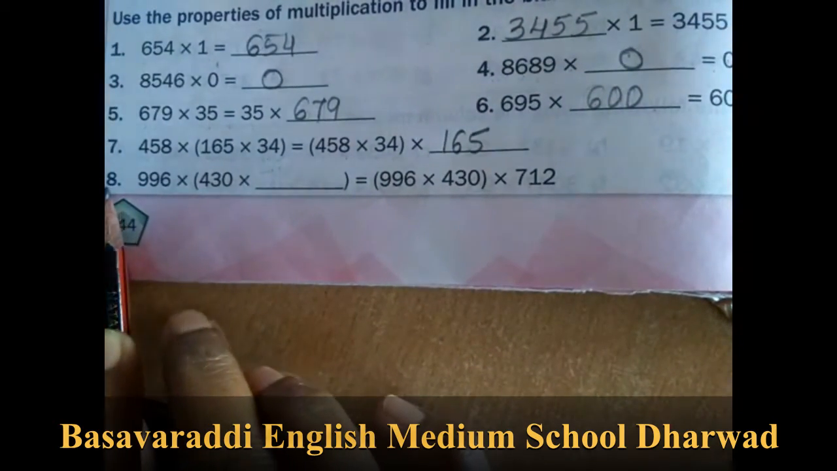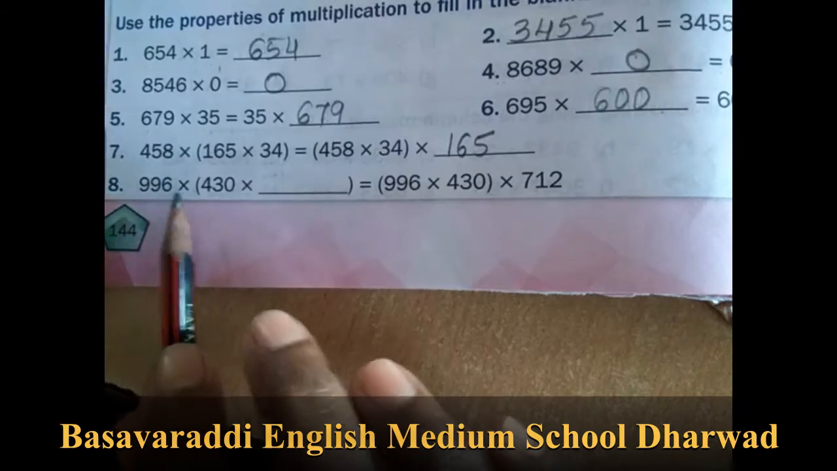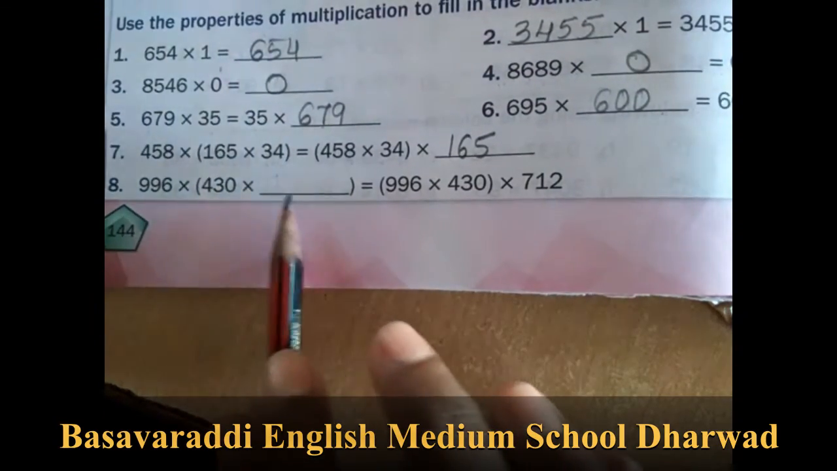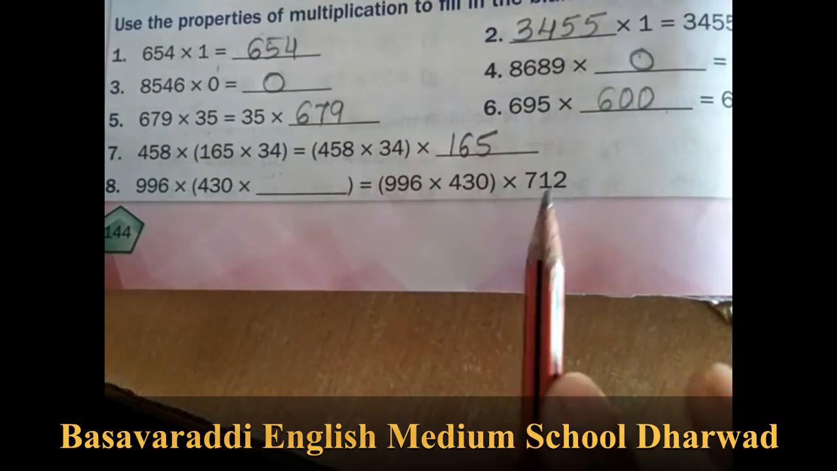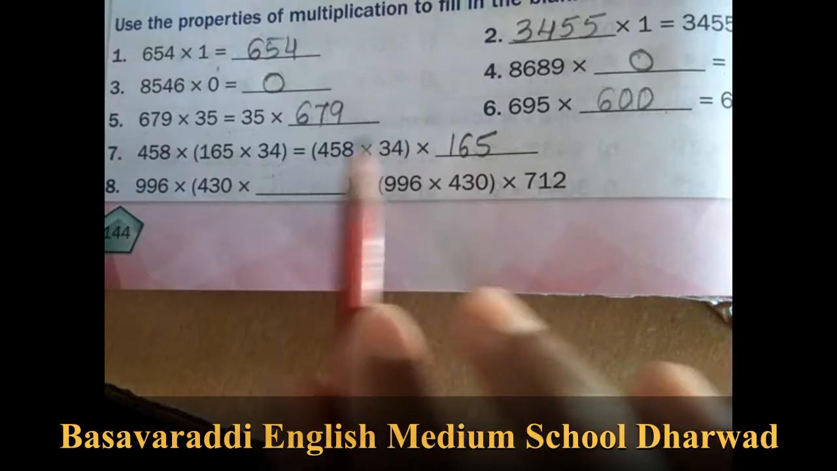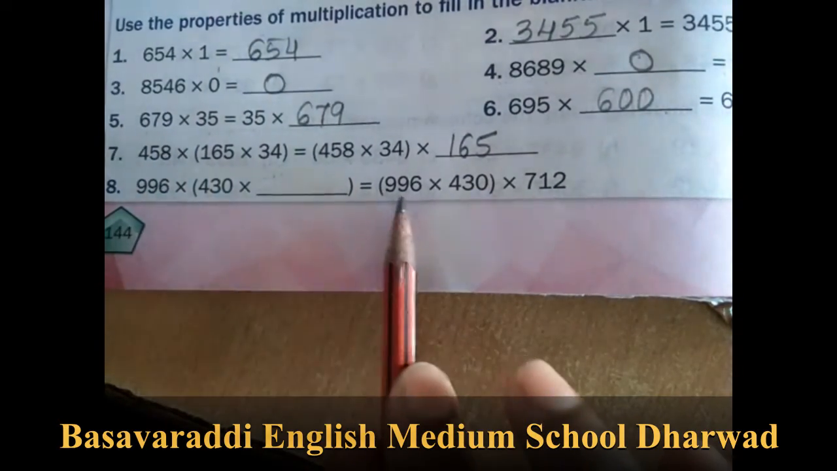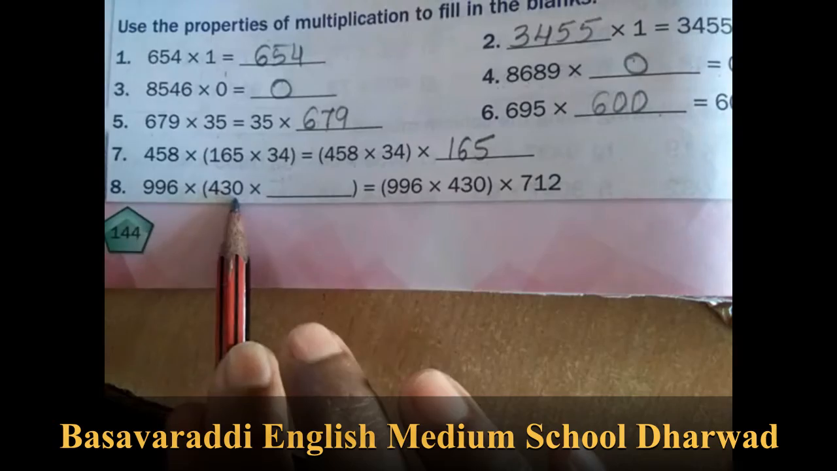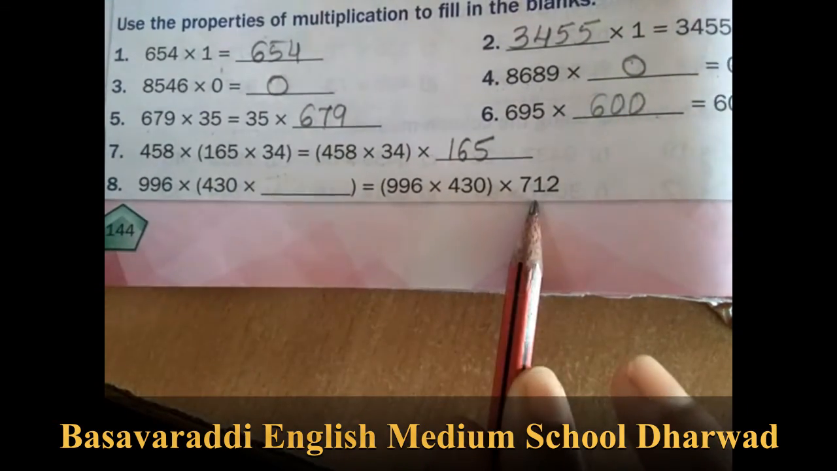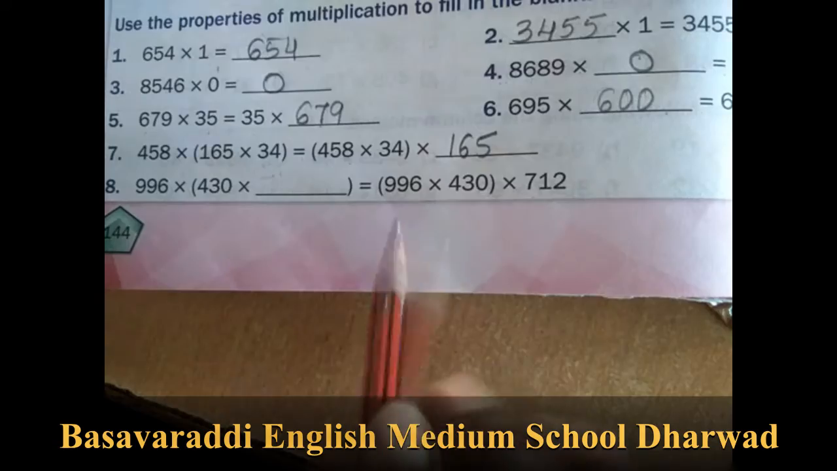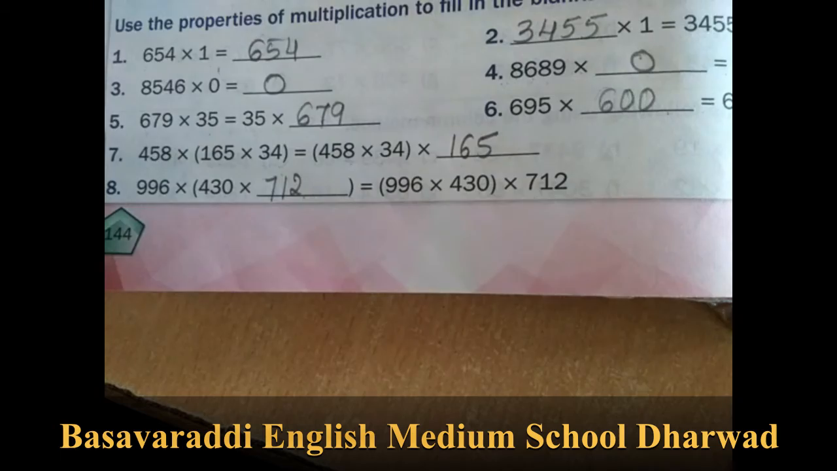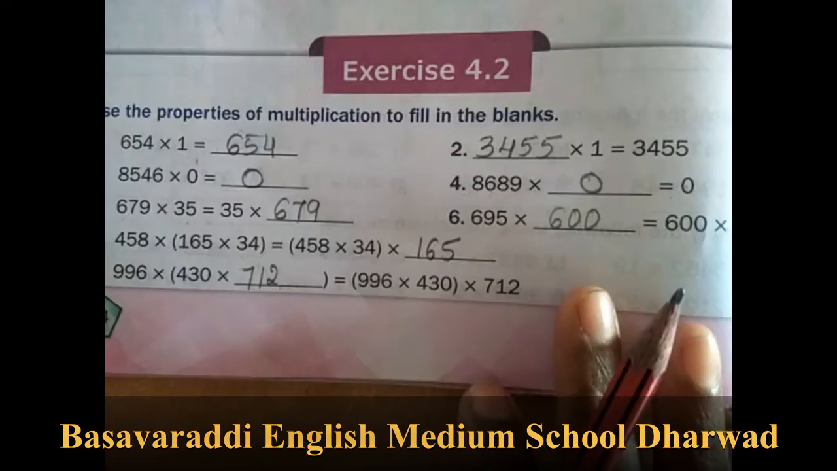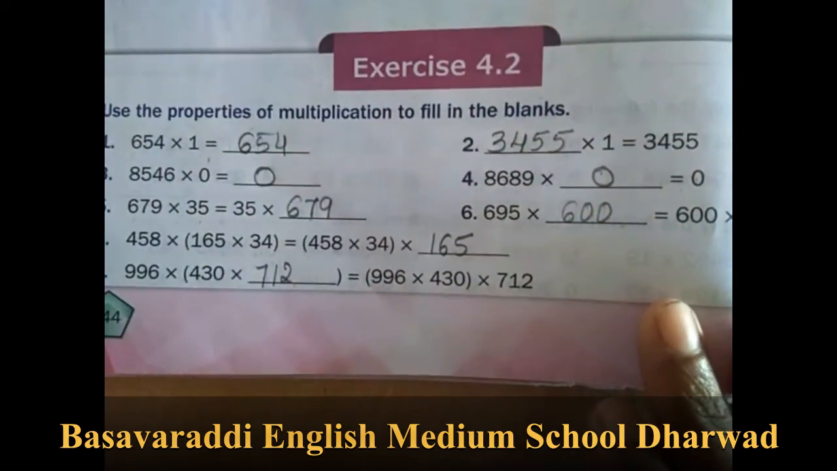Eighth one: 996 into 430 into dash is equal to 996 into 430 into 712. Which one is remaining? 996 and 430 are on both sides, so we write the remaining number, 712. Remember the grouping property. Okay, this completes exercise 4.2.